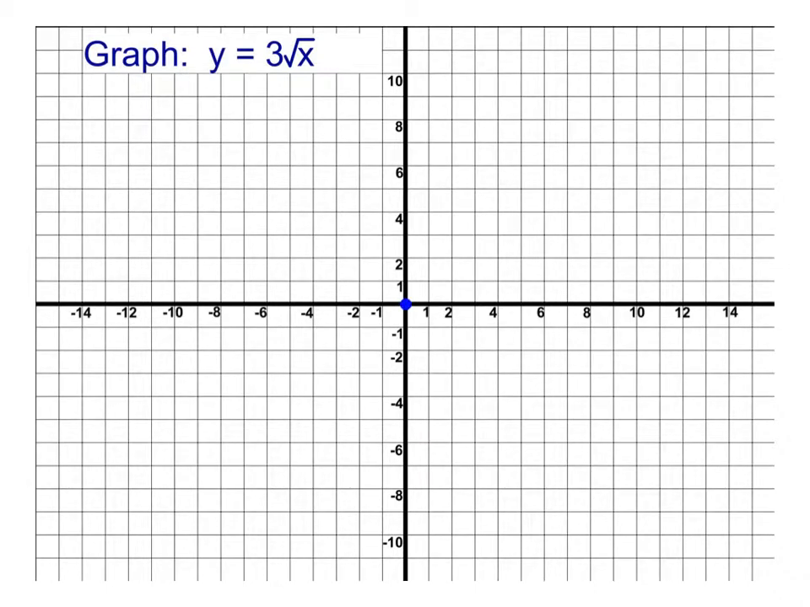So go ahead and plot that point at 0, 0. Again, notice that the normal square root graph starts at 0, 0. This graph starts at 0, 0. The starting point was unaffected. Where we go from there, though, that will be affected.